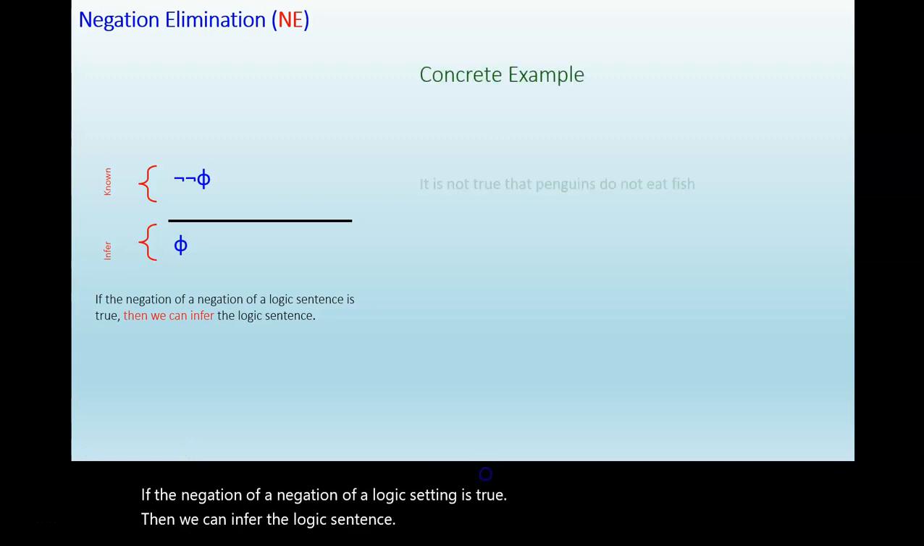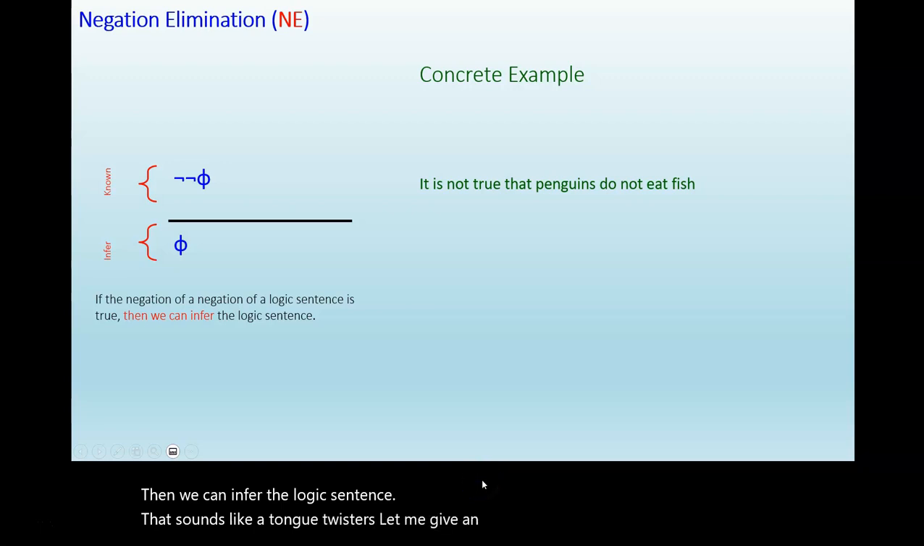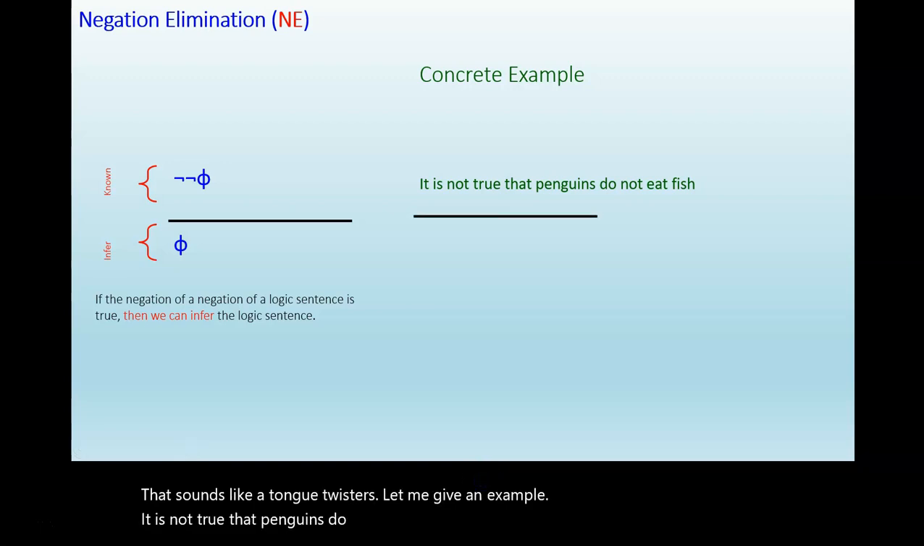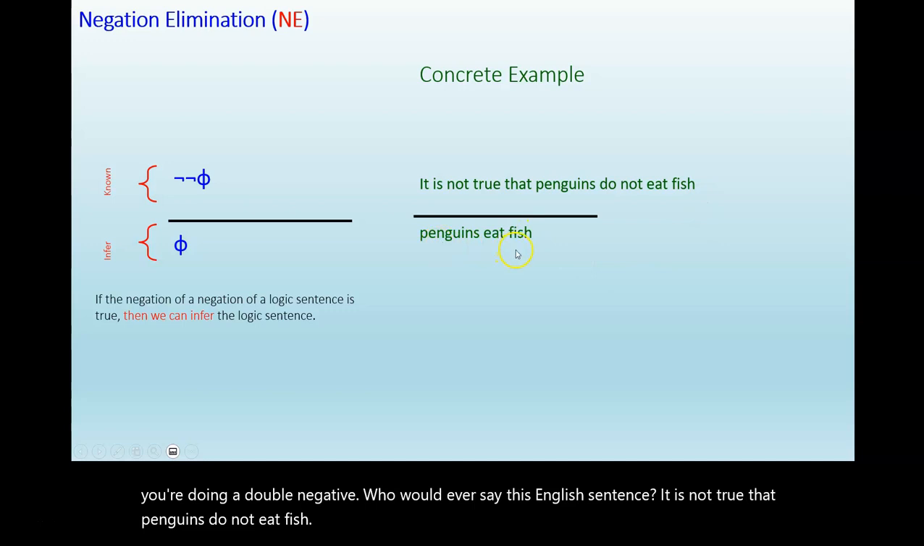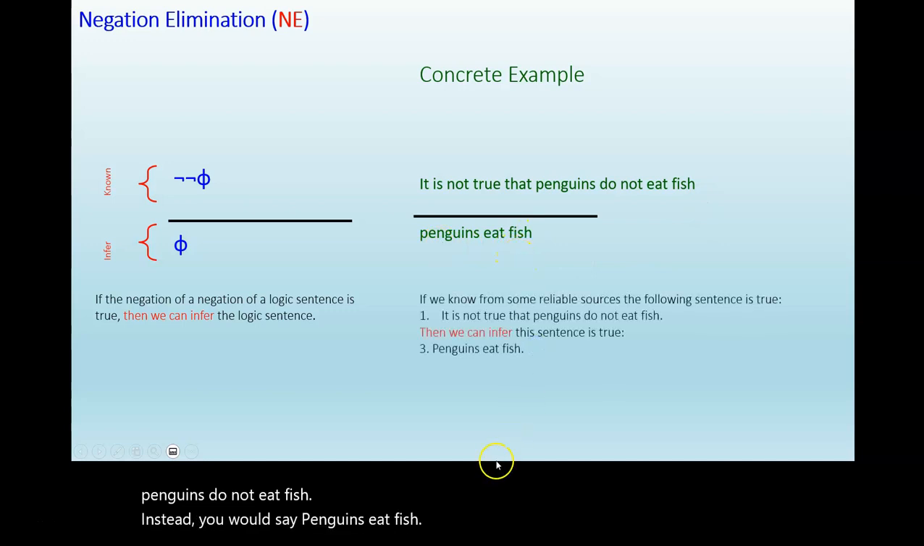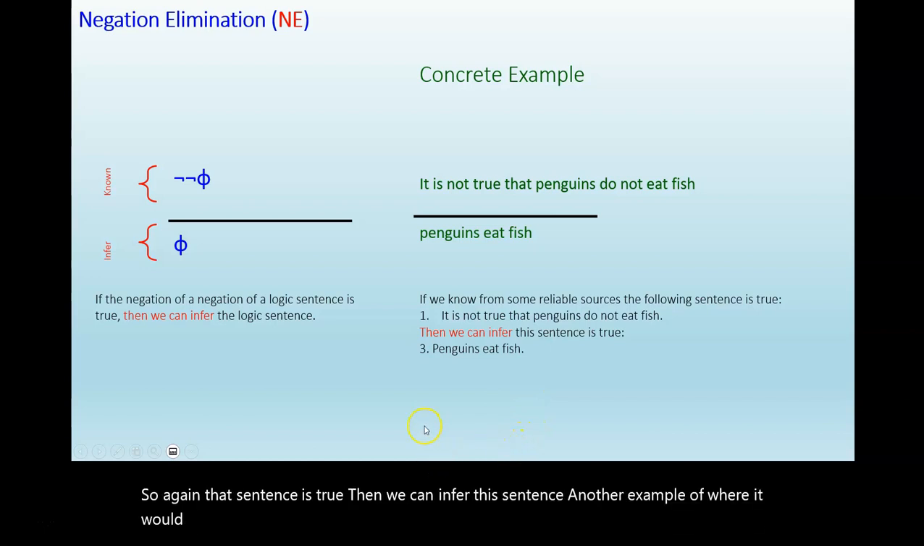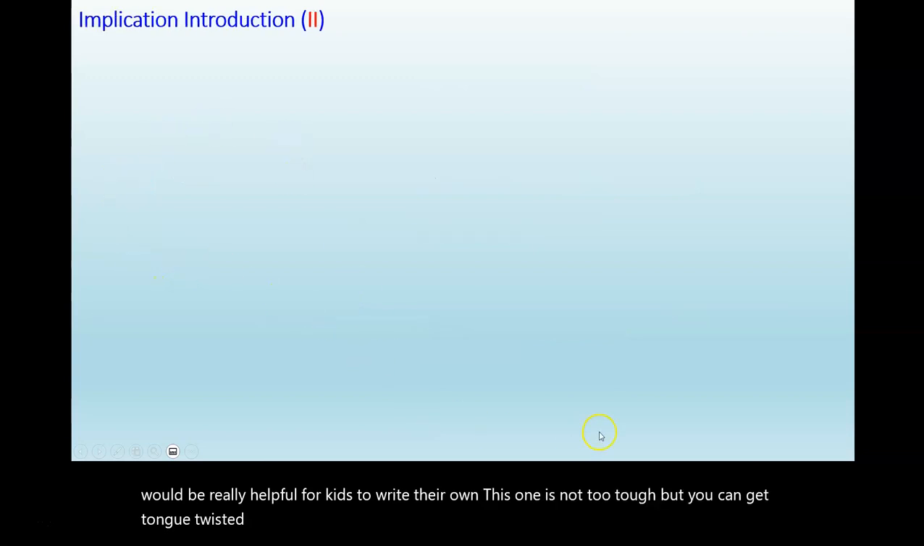That sounds like a tongue twister, so let me give an example. It is not true that penguins do not eat fish. What do I conclude? Penguins eat fish. It's like you're doing a double negative. Who would ever say this English sentence? It is not true that penguins do not eat fish. Instead, you'd say penguins eat fish. Okay. So again, if that sentence is true, then we can infer this sentence. Another example of where it would be really helpful for kids to write their own. This one's not too tough, but you can get tongue twisted if you try to do that.